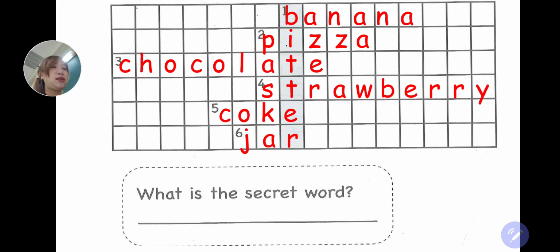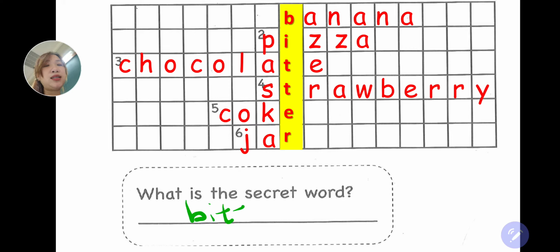Can you show me what is the secret words? Okay, that is bitter. 请你 write down bitter. bitter 帮我写在下面。That is the secret word. Okay, let's move on to next page.